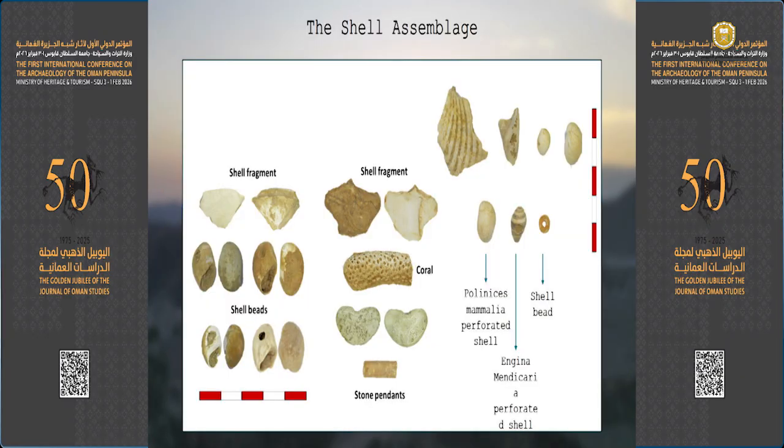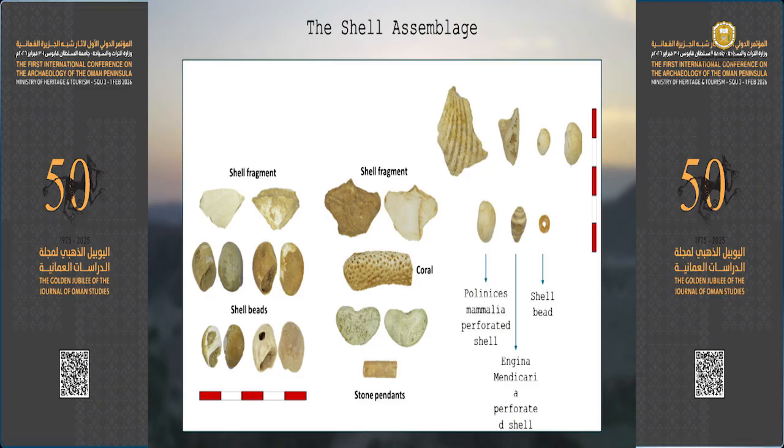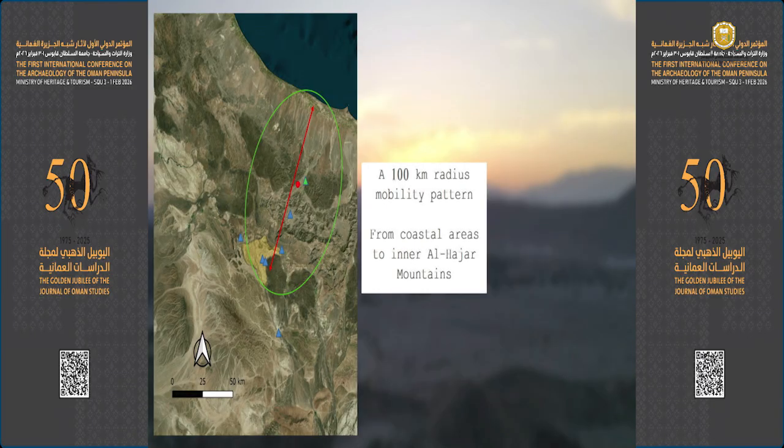On the other side, we have a rather small shell assemblage, but relevant for the understanding of this site, which includes these shell beads on Polinices mammilla or Engina mendicaria, and some shell fragments. All of this suggests that this site might function as a midpoint in a mobility between the coastal and the mountain areas.